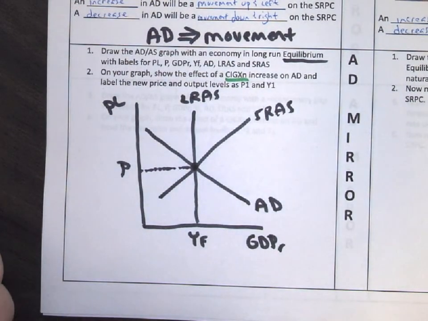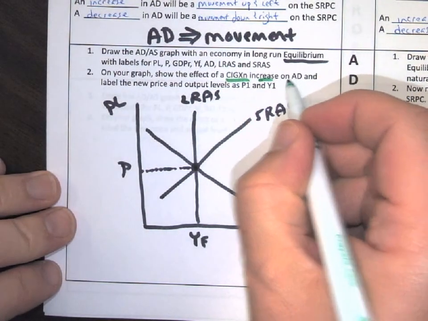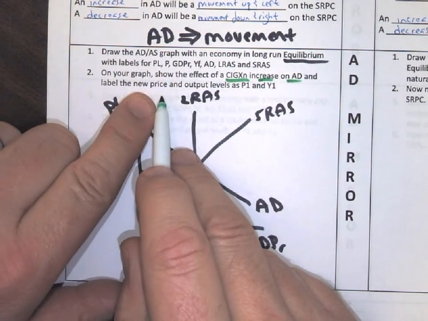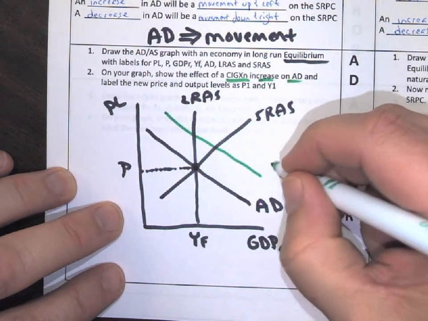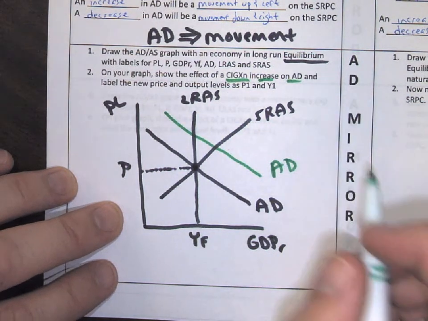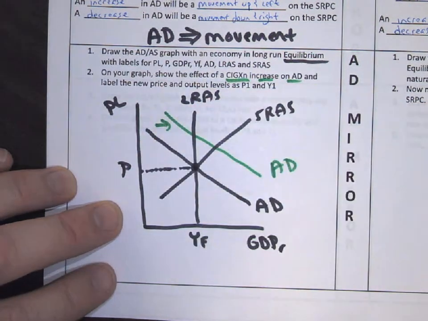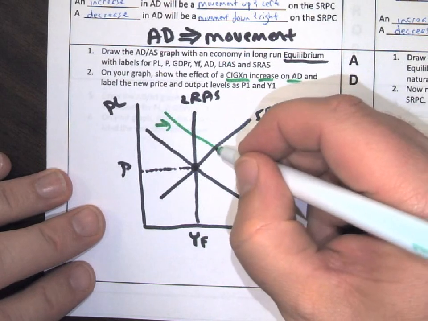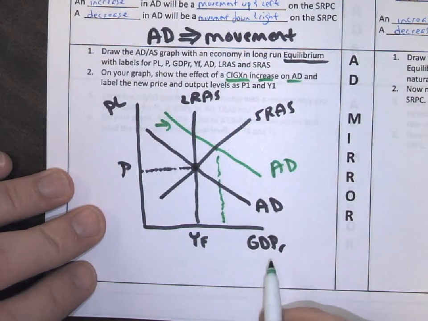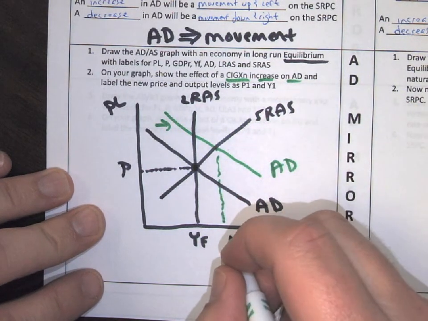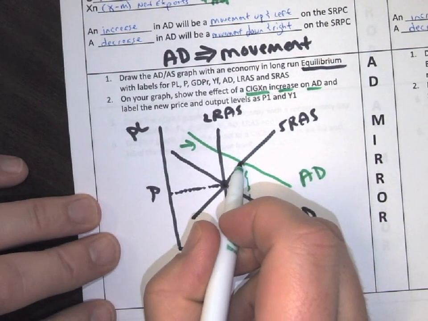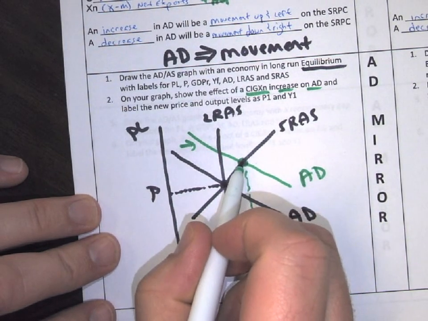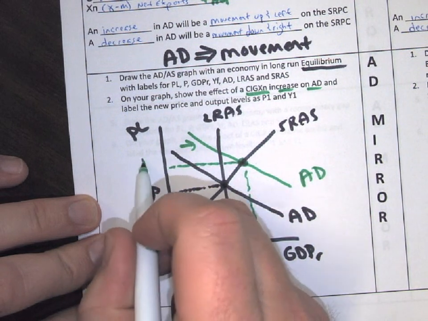All right, so now I see an increase in aggregate demand, and I need to label the new price level as P1 and Y1. So aggregate demand is increasing, so that means I'm going to shift that to the right. When I shift that to the right, my output is going to increase, which means my GDP is going to increase. So I have my arrow right there, and now where I have short run equilibrium, I'm going to have a new price level.